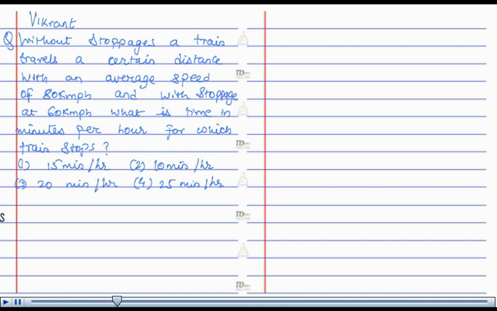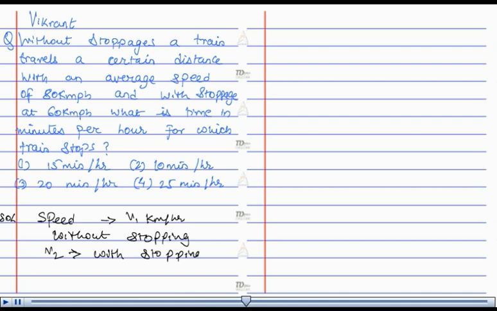The solution is, this question can be solved using a simple concept that if a body is moving at a speed of v1 kilometers per hour without stopping and v2 kilometers per hour with stopping, then the relative time taken will be v1 minus v2 upon v1.